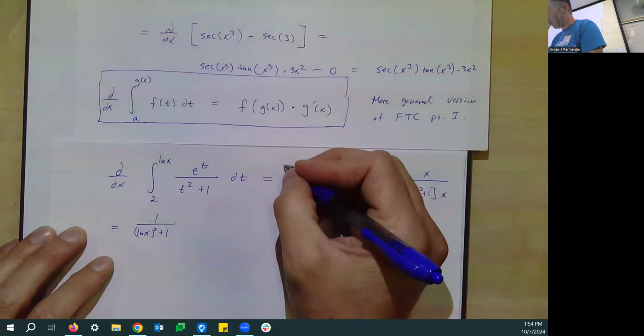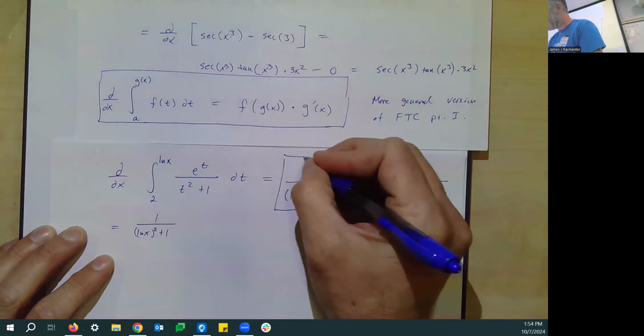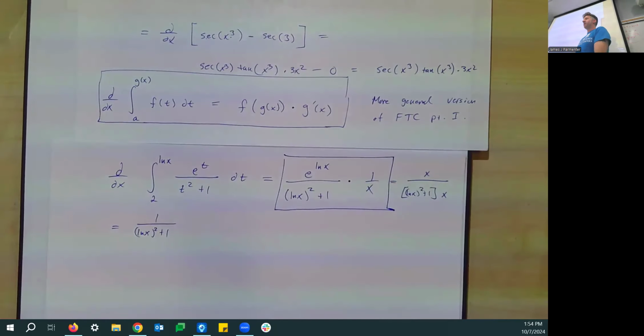I would probably encourage you to leave the answer like this just because it's evocative of what's happening, right? We know that we're plugging in the function natural log of x, and then we are multiplying the whole thing by the derivative of that.